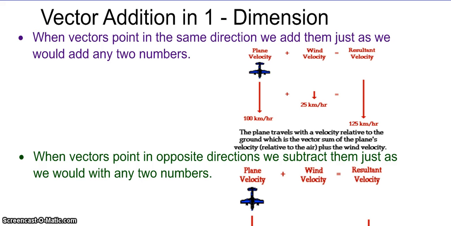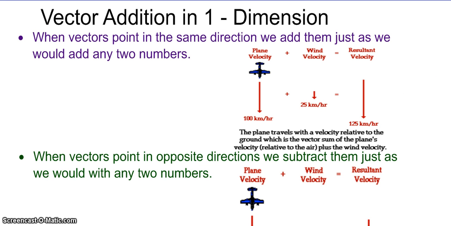So, for instance, if we have a vector that represents the velocity of an airplane, it's going to be the actual speed of the plane plus the speed of the wind, and that will give us the resultant velocity of the plane. In this case, if we had 100 kilometers per hour plus 25 kilometers per hour, the plane is actually going 125 kilometers per hour.